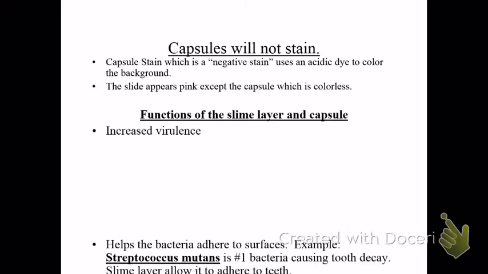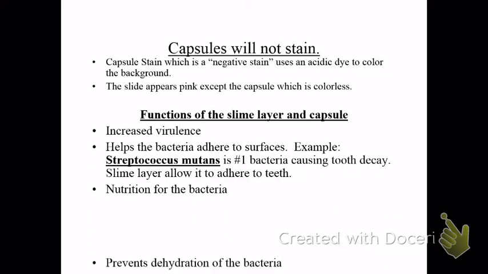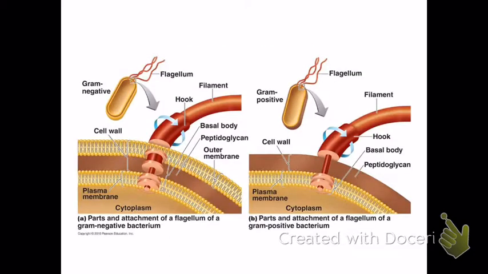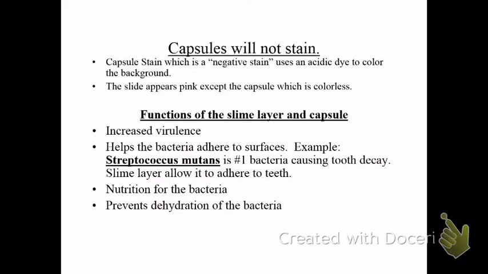The capsule doesn't stain. You have to use a negative stain. So the background would be pink, and then the bacteria would appear colorless. So we'll look at some pictures of that, or maybe slides in class. But it's like the whole slide is pink except some white, and that's where the organism actually is.